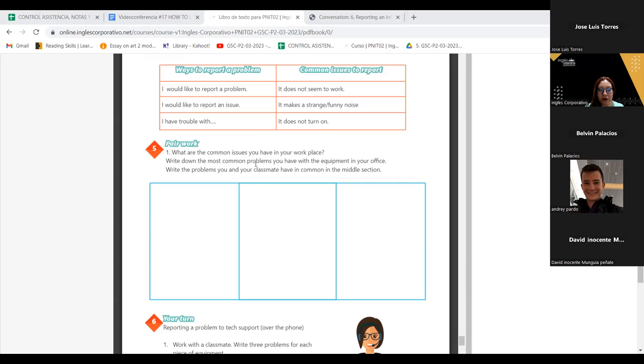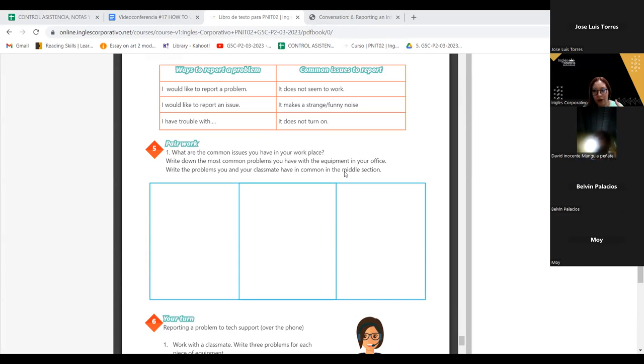You're going to write down the most common problems you have with the equipment in your office specifically, right? Okay. Van a escribir, este individual. Les voy a dar 5 minutos para que ustedes escriban sobre uno de los problemas más comunes que tienen en su trabajo con alguna pieza de equipo. Okay, ya con la impresora, con la computadora, con el laptop, con el proyector, con el teléfono, con la refri de la cafetería, etcétera, right? Puede ser con cualquier cosa.